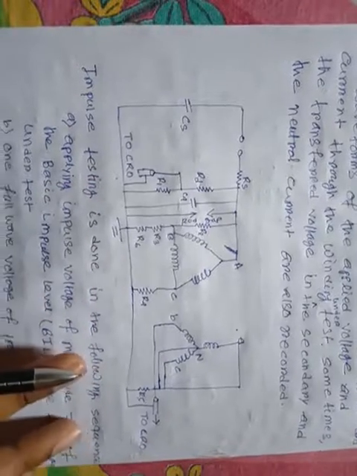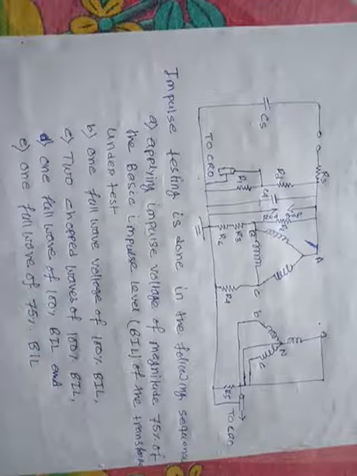The impulse testing is done in the following sequence. Applying an impulse voltage of magnitude 75% of the basic impulse level of the transformer under test on full wave, then full wave voltage of 100% BIL. And then two chopped waves of 100% BIL, a full wave of 100% BIL, and a full wave of 70% BIL. This is the procedure to find out the impulse voltage.